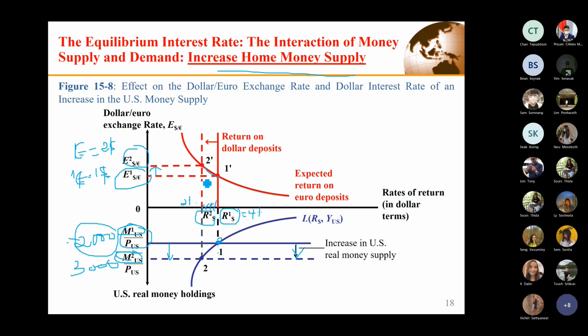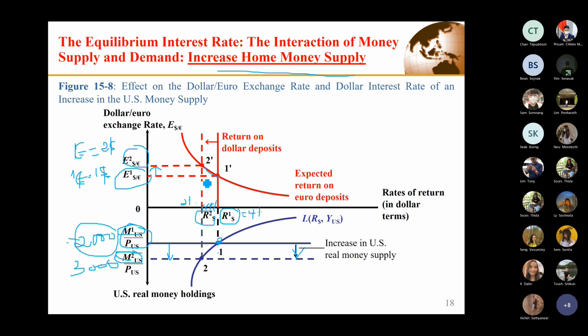So if you have euro, you better deposit in euro. You don't need to buy dollar in order to deposit in dollar. If you deposit in dollar, you get only 2%, less than before. So you don't need to buy dollar. If you have dollar, you want to use it to buy euro. You don't need dollar. There's no demand for dollar because dollar offers a very low rate of return than before.